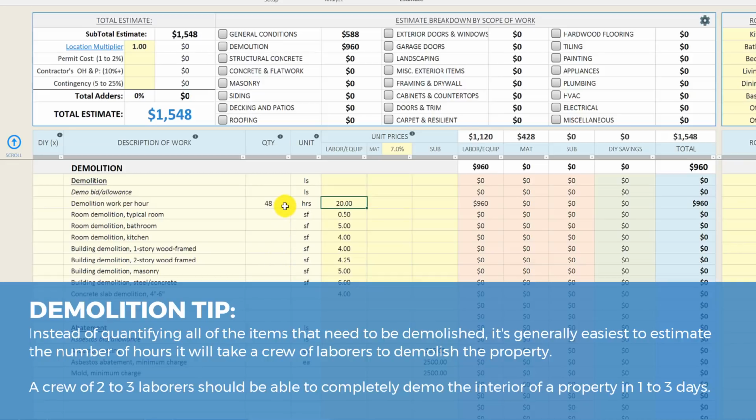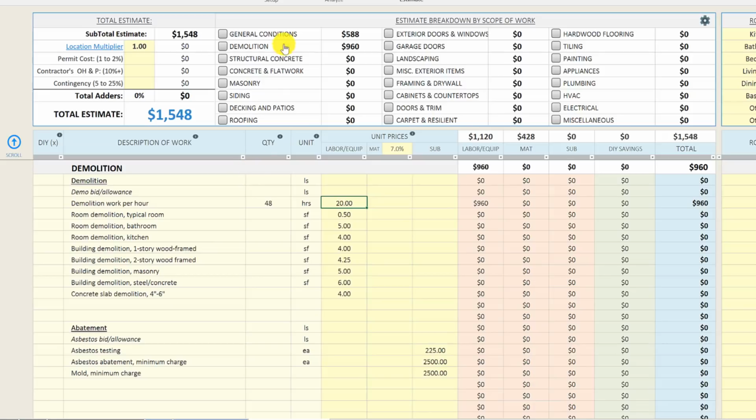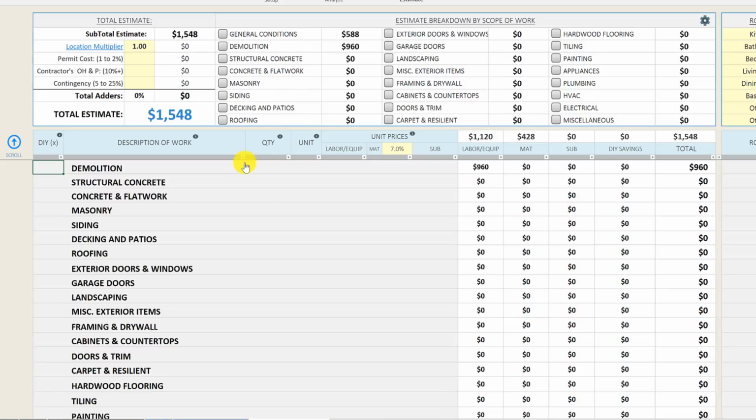It's more of a man-hour calculation on how long I think it's going to take, and then multiplying that by a man-hour rate of 20 bucks per hour. So we've got demolition estimated now.